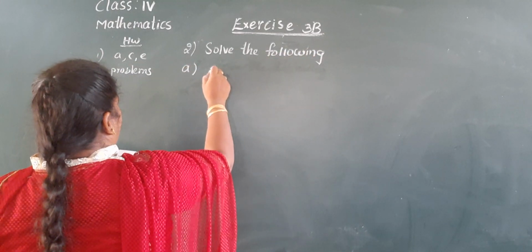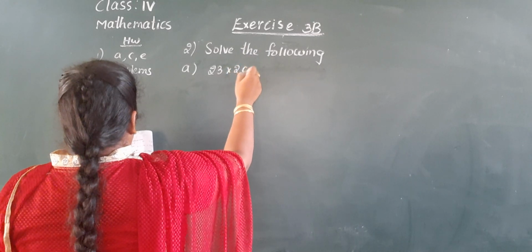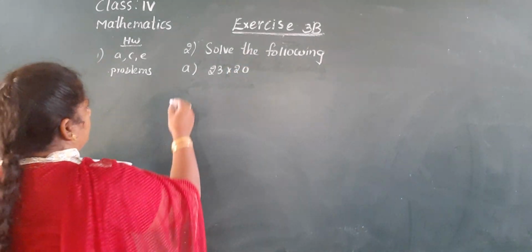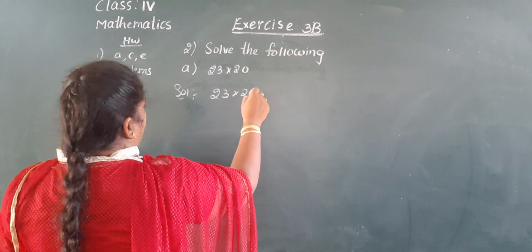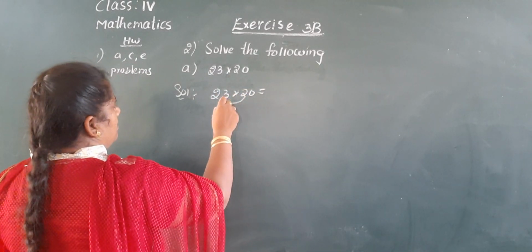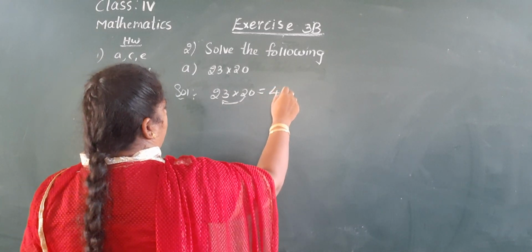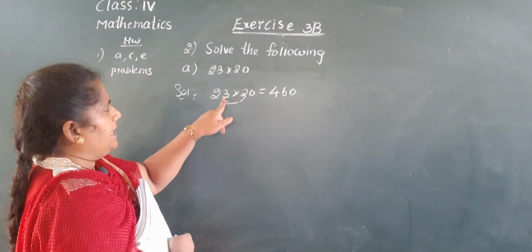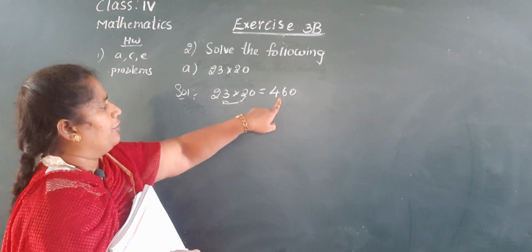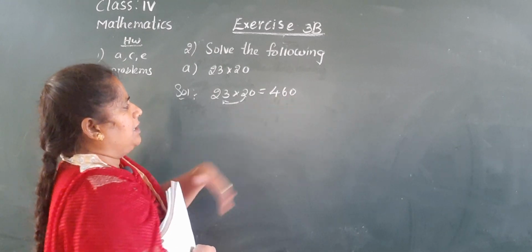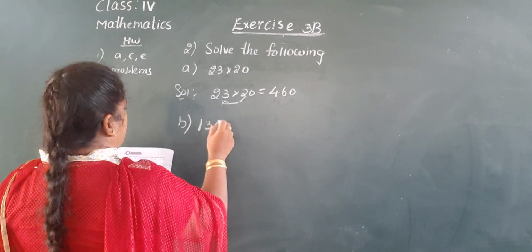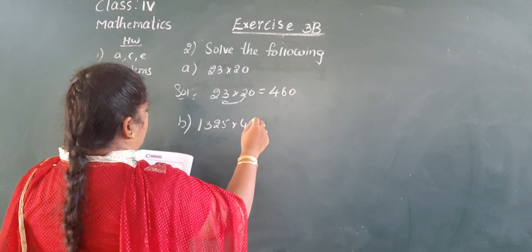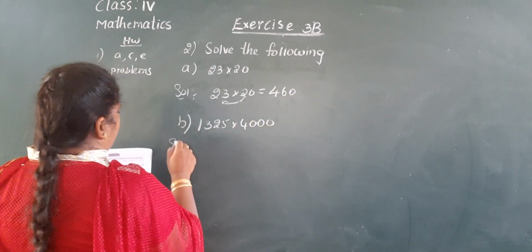A: 23 into 20. So it's very, very easy, Nana. First you multiply the numbers. 23 into 2 equal to 46. So 2 3s are 6, 2 2s are 4. So 46, 0. Okay, 460. Next, 1325 multiplied by 4000.